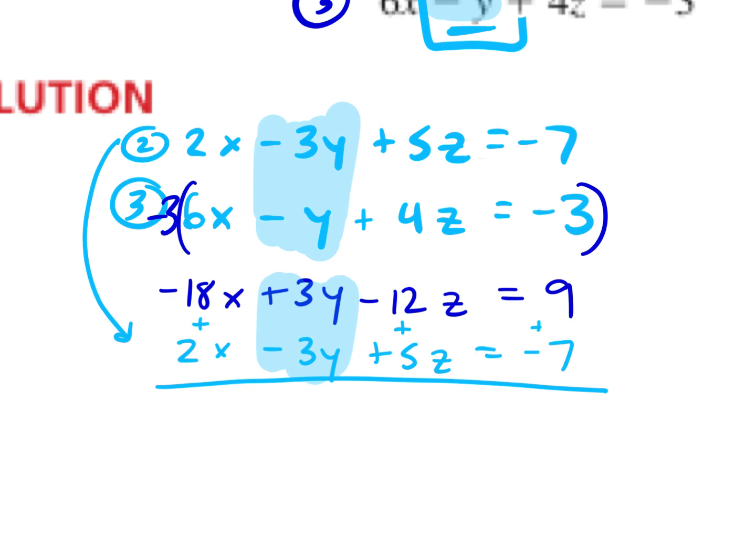What's negative 18x plus 2x? Negative 16x. The y's cancel. What's negative 12z plus 5z? Negative 7z. And then that would be equal to 9 plus negative 7. Is that 2 or 12? Negative 12z plus 5z, yeah, that would be negative 7. And then 9 minus 7 would be positive 2.